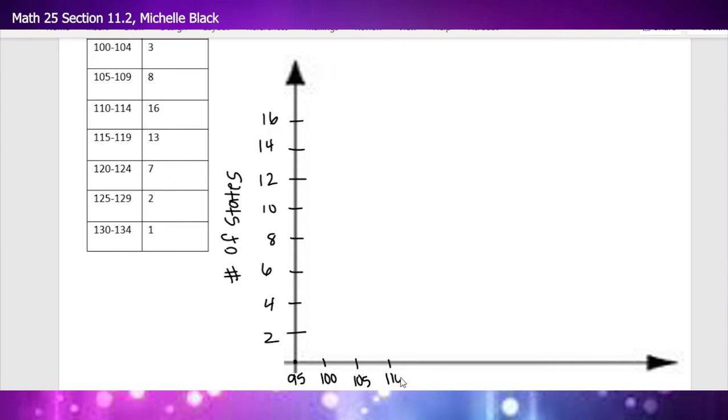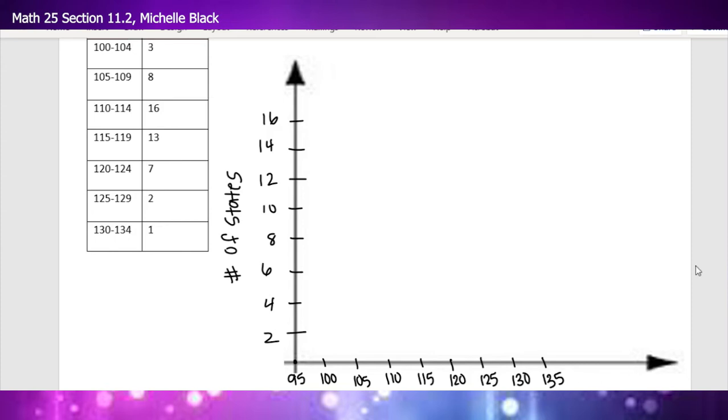105, 110, 115, 120, 125, 130, and I want to go one class further, so if I had another class after this, it would be from 135 to 139, so my lower class limit is 135.